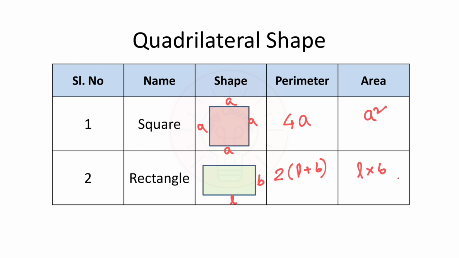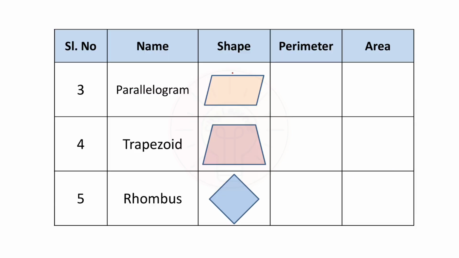Now we are going to discuss the parallelogram. In a parallelogram, opposite sides are equal and parallel. This is the height between the two parallel lines, this is the base, and this is the other side. The perimeter will be 2 into A plus B, and the area is equal to base into height.